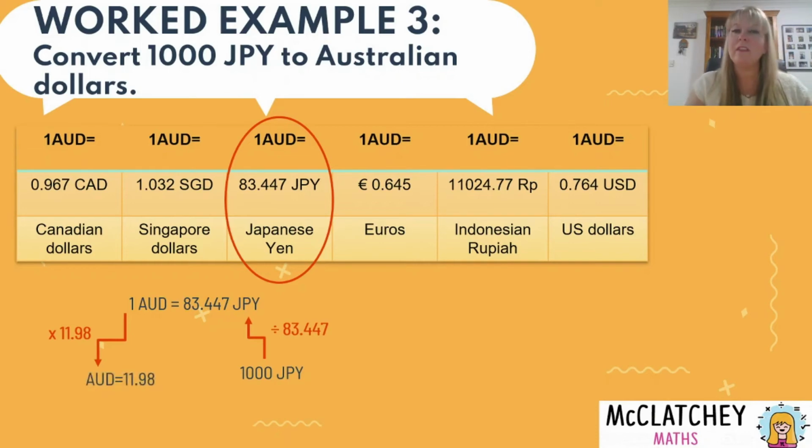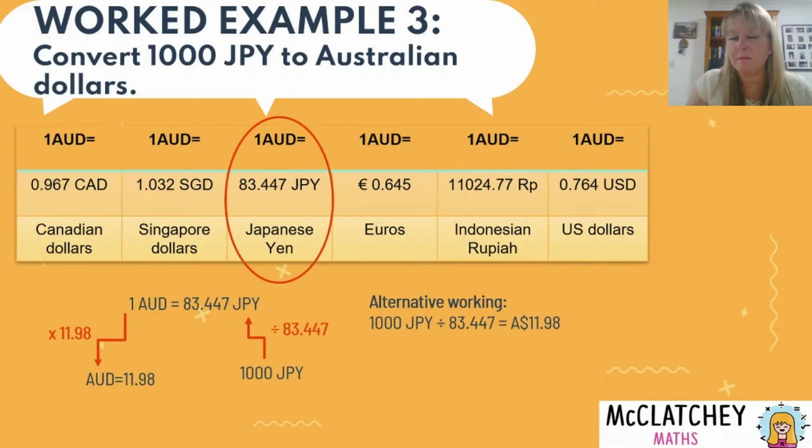$11.98. So if you look at that process, firstly you ask yourself, how many times does that currency go into the amount that we have, and then that division gives us our multiplication factor to go back in the other direction. So it's kind of like we do a big circle. You could also set that out in this particular way, dividing that by the 83, and that gives us $11.98. Now you might ask yourself, well, what if I forget and I do the wrong thing? Well, in that particular situation, if you were to multiply the 1,000 instead of dividing the 1,000 by 83, you'd end up with 83,000 Australian dollars.